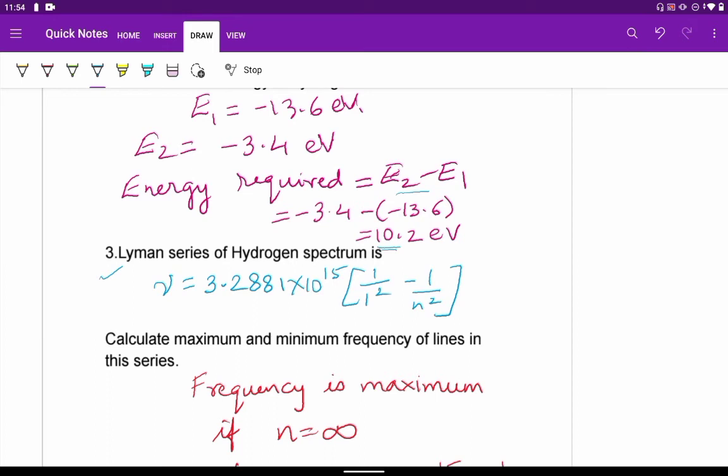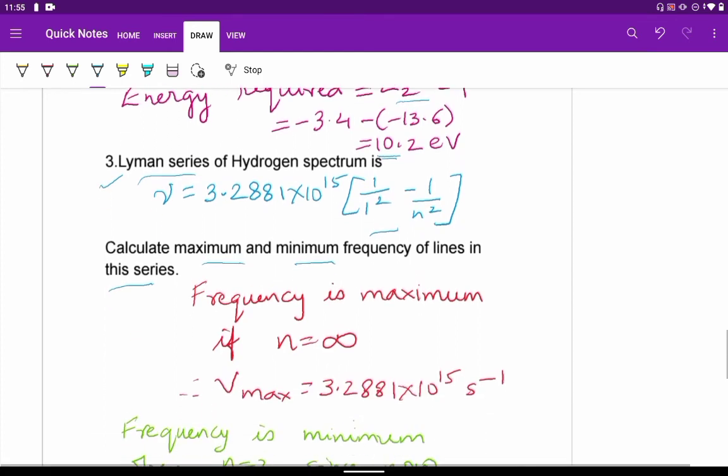Next we can see something about the series we have just studied. The Lyman series in the case of the hydrogen spectrum is given by nu equal to 3.2881 into 10 to the power 15, times 1 by 1 square minus 1 by n square. We have to calculate the maximum and minimum frequency of lines in this series. Now see, the general formula is 1 by n1 square minus 1 by n2 square. Since it is the Lyman series, the first series, n1 is 1. So we take it as 1 by 1 square.